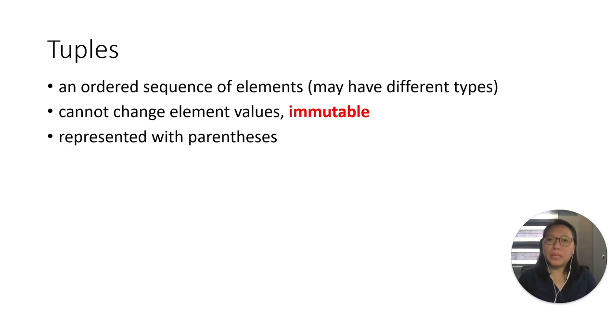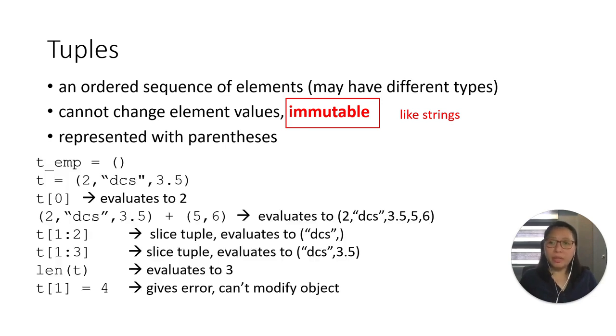A tuple is an ordered sequence of elements, and each element may have different types. A tuple is immutable. We cannot change the value of an element in a tuple. It's like strings, if you can remember. A string is immutable. Therefore, we cannot change the value of a character in a string. A tuple is represented with parentheses. Let's take a look at these examples.